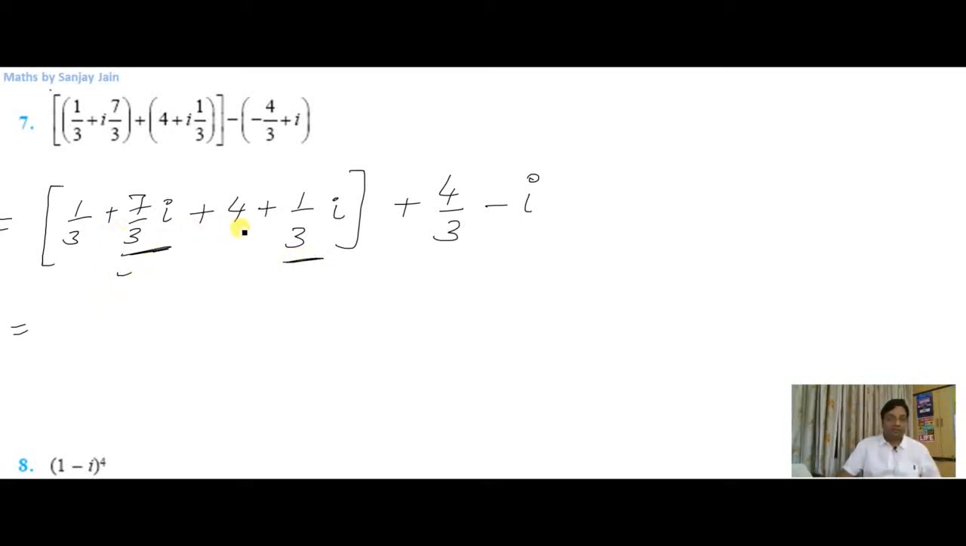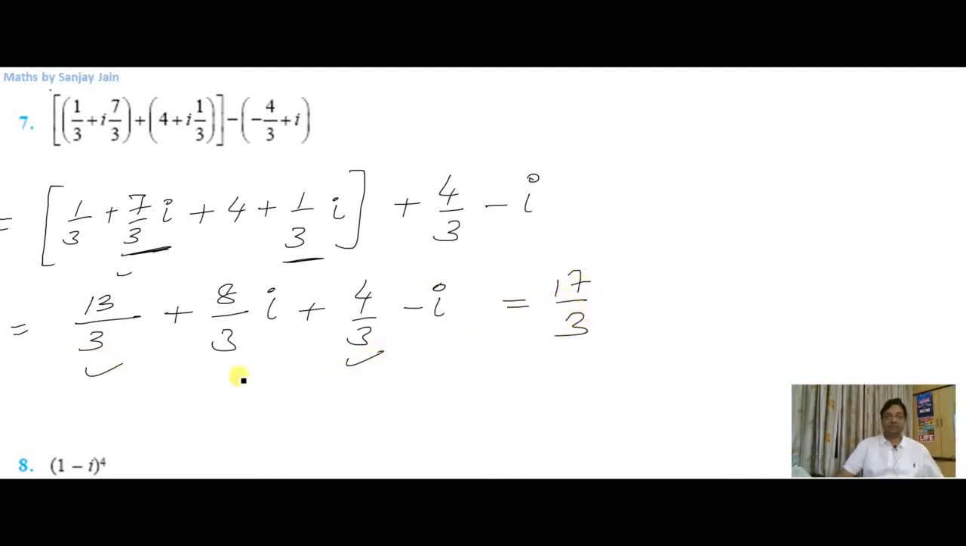And this is 4 plus 1 by 3, which is 13 by 3, right? And then this is 8 by 3 iota plus 4 by 3 minus iota. Now let's club this and this one, so this will give you 17 by 3, and 8 by 3 minus 1 will give you 5 by 3, so plus 5 by 3 iota. This is A, this is your imaginary part B.